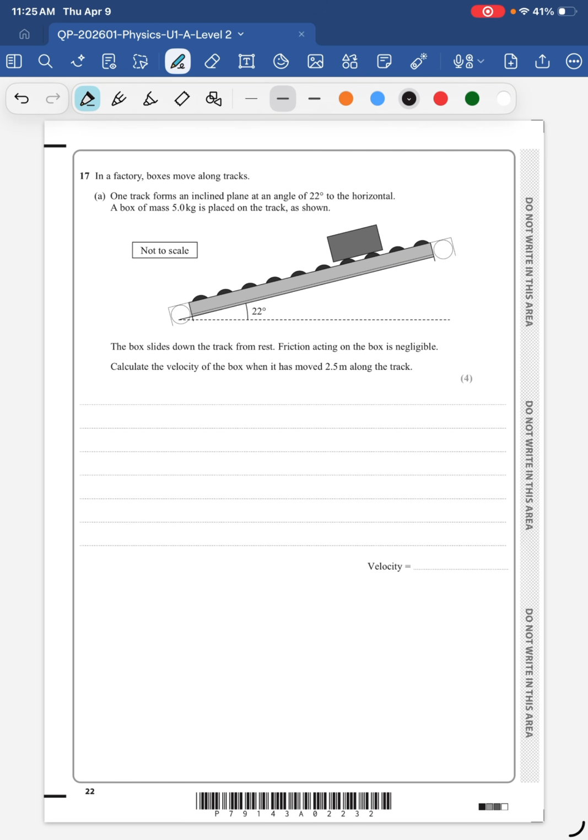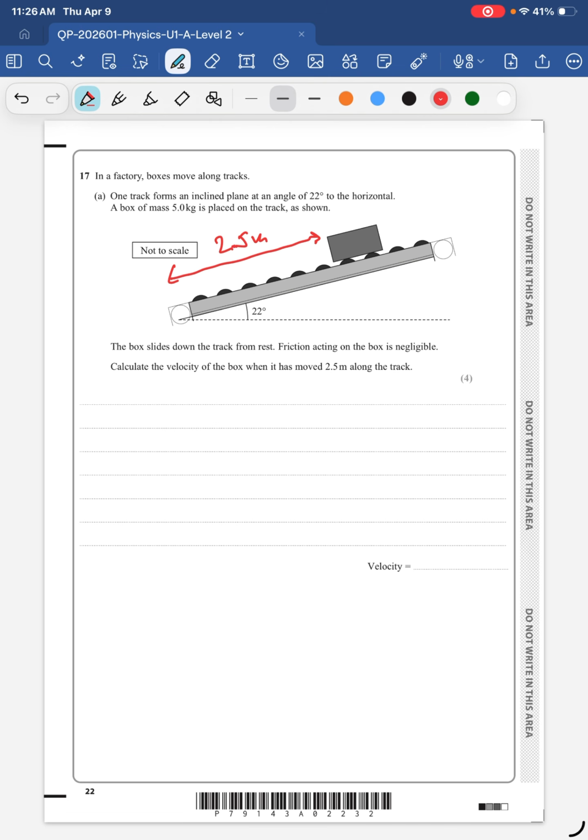Moving on. Question 17. In a factory, boxes move along tracks. One track forms an inclined plane at an angle of 22 degrees to the horizontal. A box of mass 5 kilograms is placed on the track as shown. Okay. The box slides down the track from rest. Friction acting on the box is negligible. Calculate the velocity of the box when it has moved 2.5 meters along the track. Okay, so 2.5 meters in this direction pretty much.